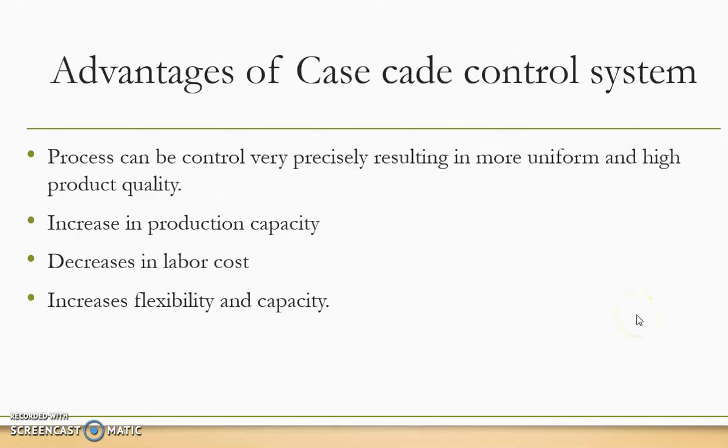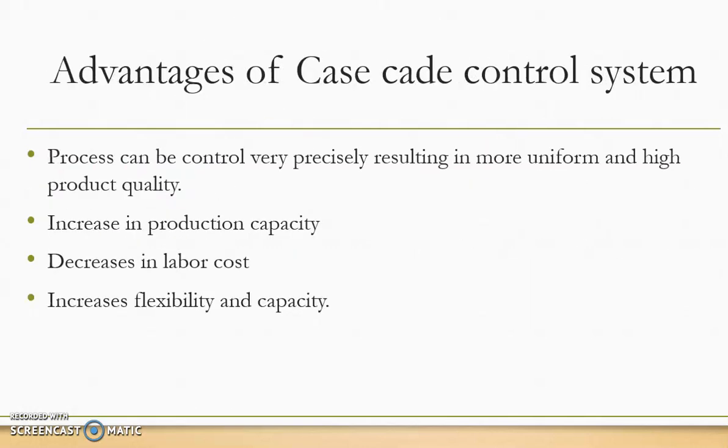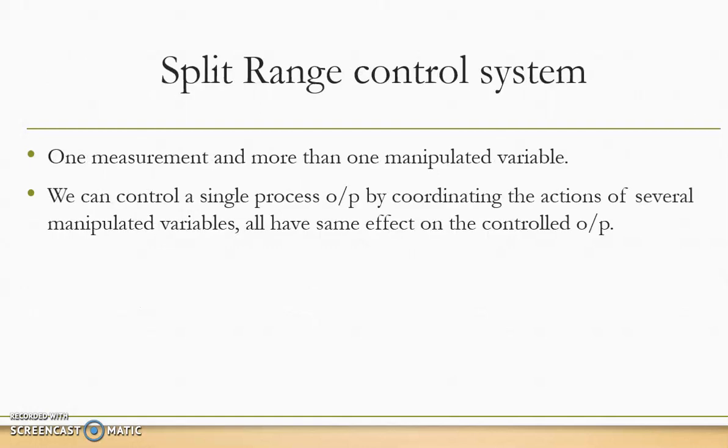Advantages of the cascade control system: the process can be controlled very precisely, resulting in more uniform and high product quality. It increases production capacity, decreases labor cost, and increases flexibility and capacity. Okay, so this is about the cascade control system.